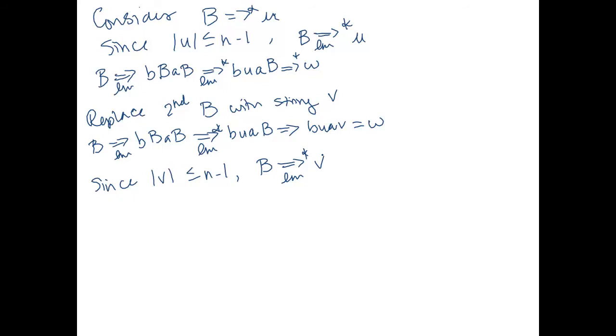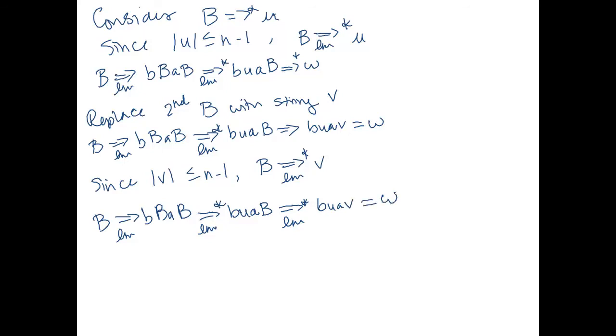Okay, so let's plug this back into our ongoing derivation for W. We had a unique leftmost derivation to get from B to little b big B, a big B. We had a unique leftmost derivation for the replacement of big B by U. We have a unique leftmost derivation for the replacement of big B by V, and this was our string W. So we can see that W is uniquely generated by leftmost derivation from B. So we can conclude there's a unique leftmost derivation from B to W. We have now handled case 2.